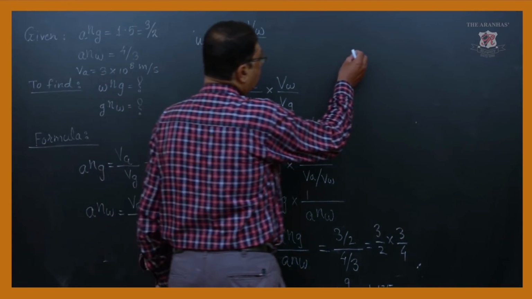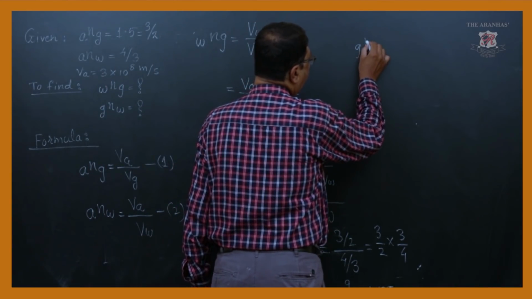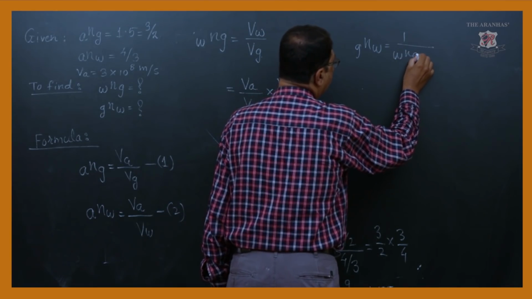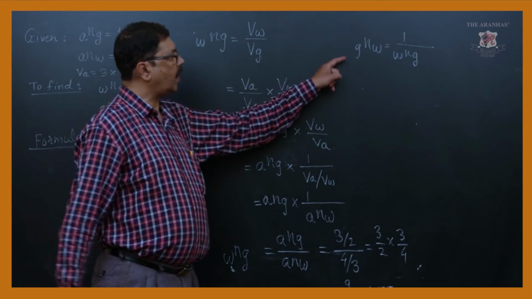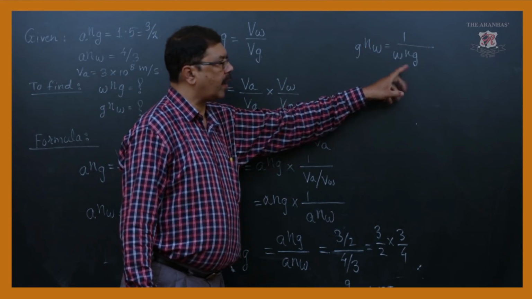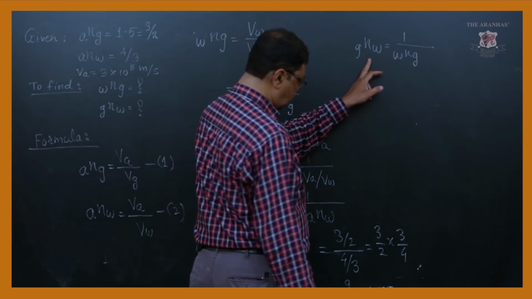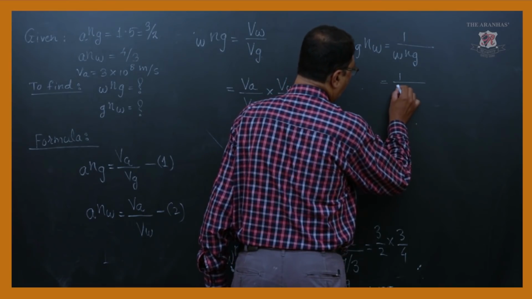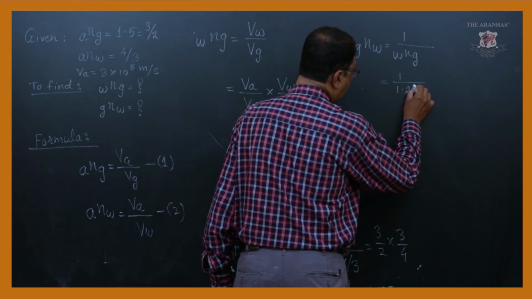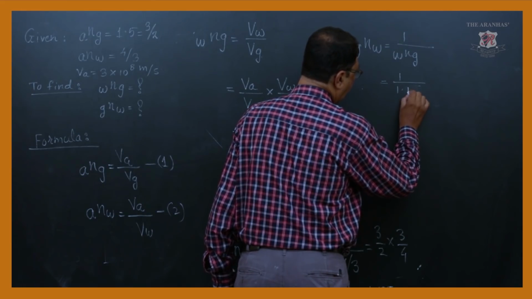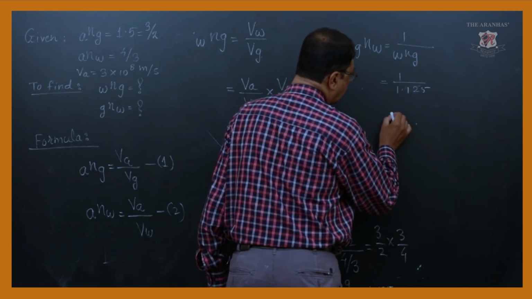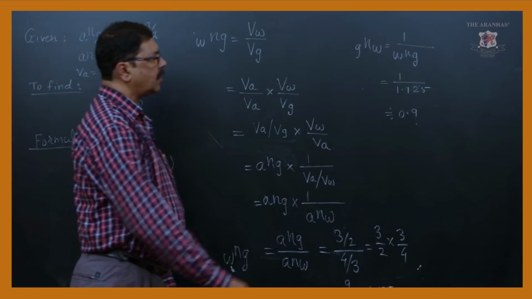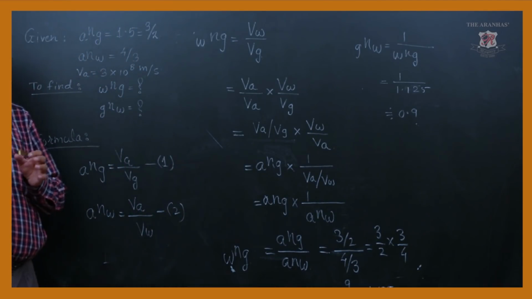Another easier method. gμw is what? 1 upon wμg. This we have already done. Equation 1 and 2: 1 upon 2 and 1. Now this value you have, this value you find out: 1 upon 1.125, sorry, 1 upon 1.125. That is approximately equal to 0.9. So we are getting the same answer by different methods.